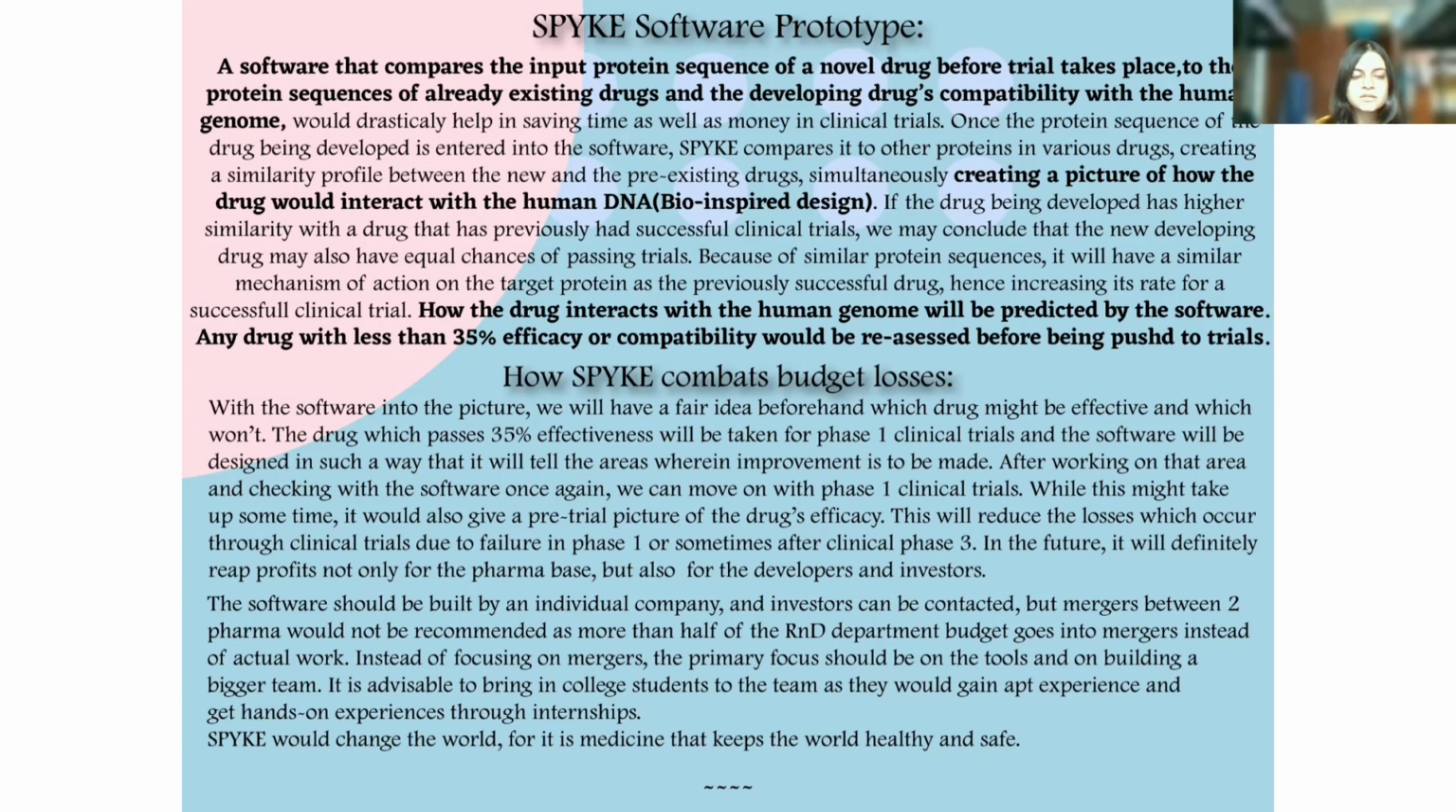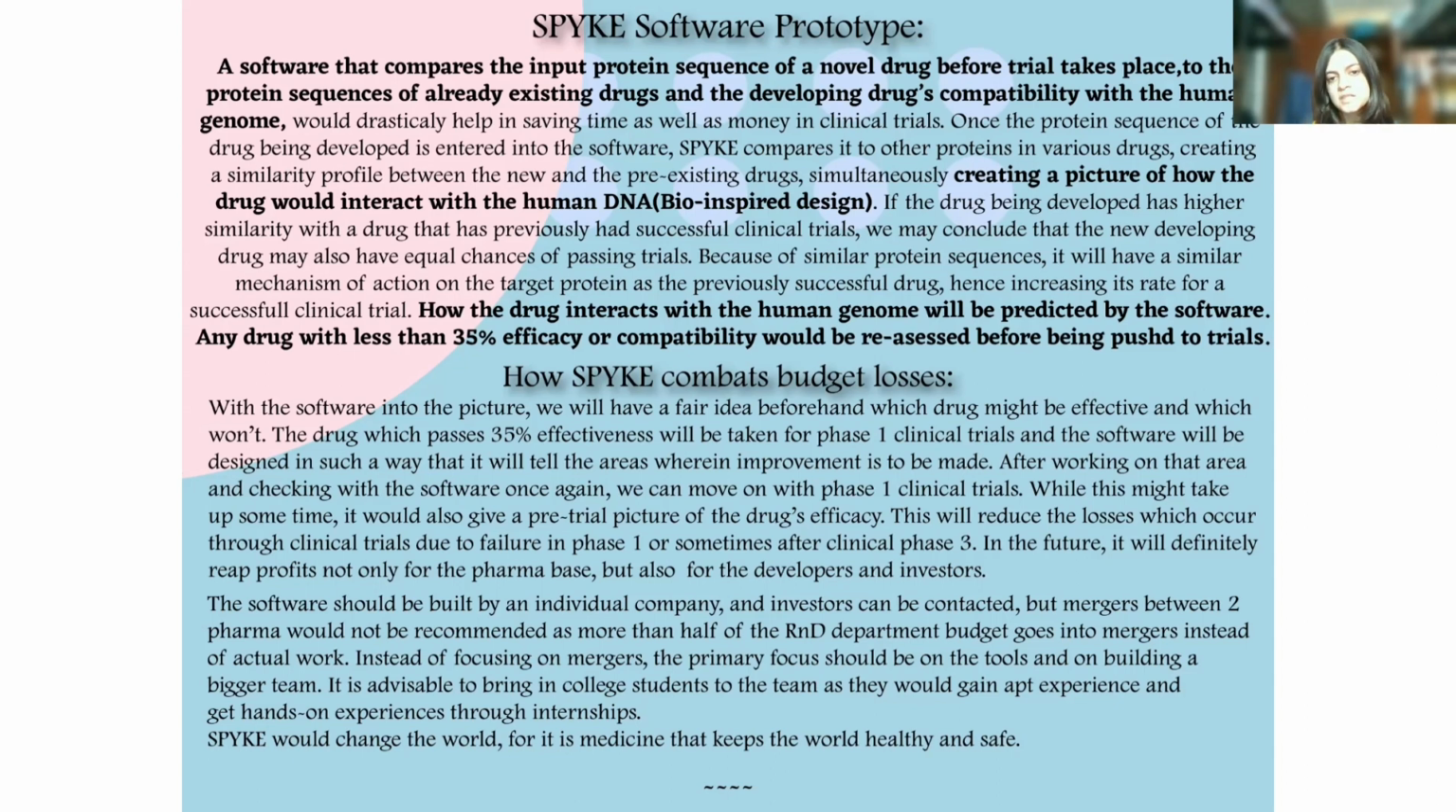Once the protein sequence of a drug being developed is entered into the software, Spike compares it to other proteins in various drugs, creating a similarity profile and a profile of how the drug will interact with the human body. How the drug interacts with the human genome will be predicted by the software, since any drug that has less than 35% efficacy or compatibility has to be reassessed. Spike software would save a lot of money in budget and trials.